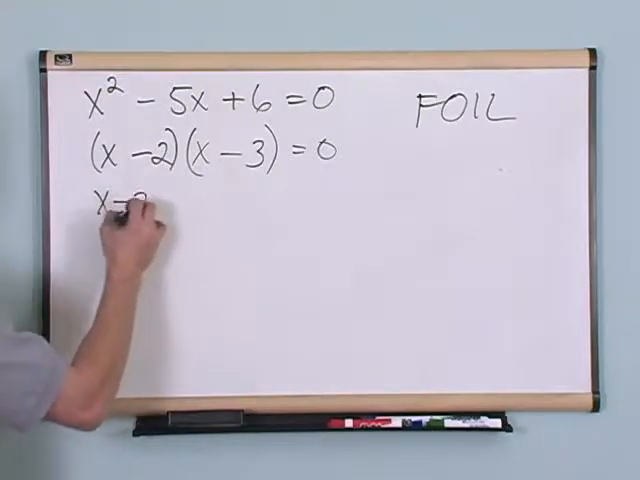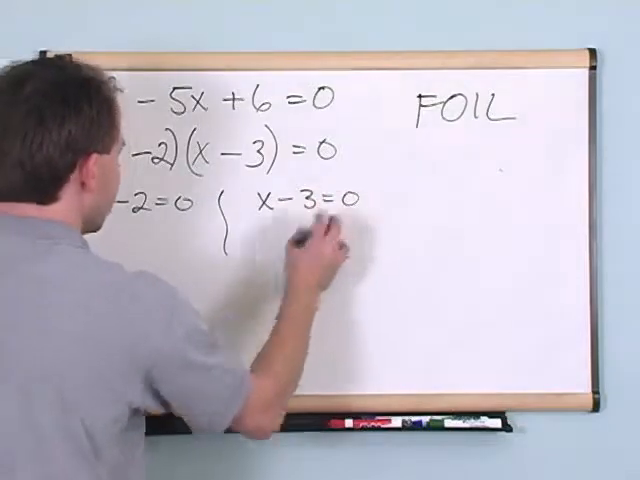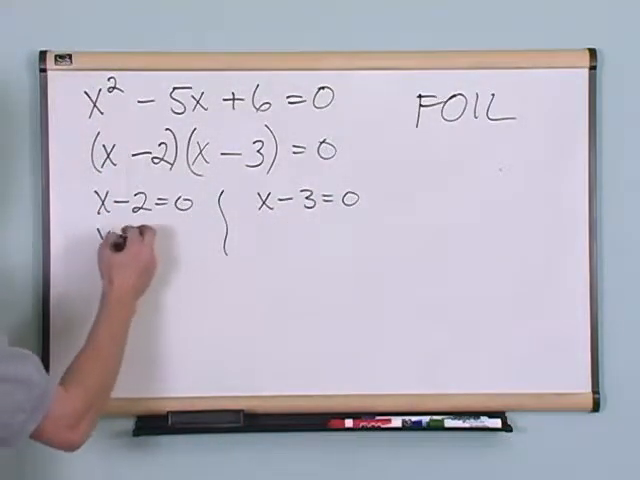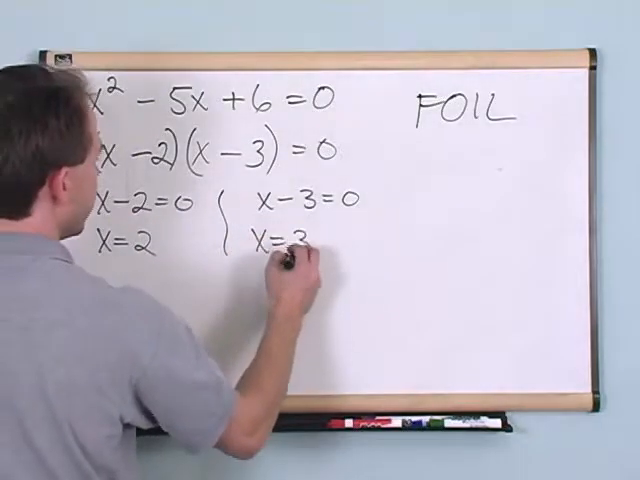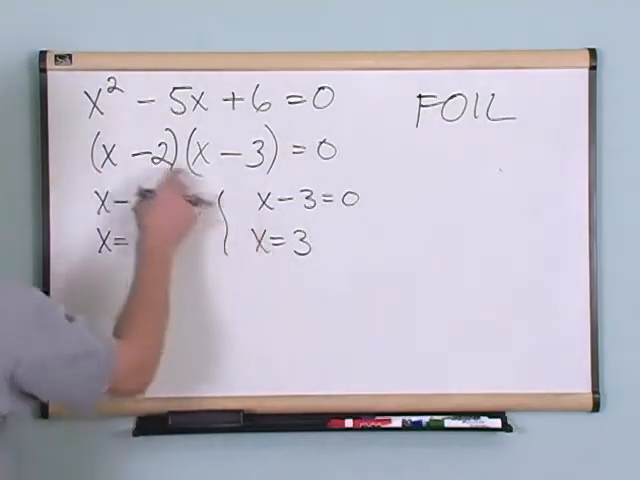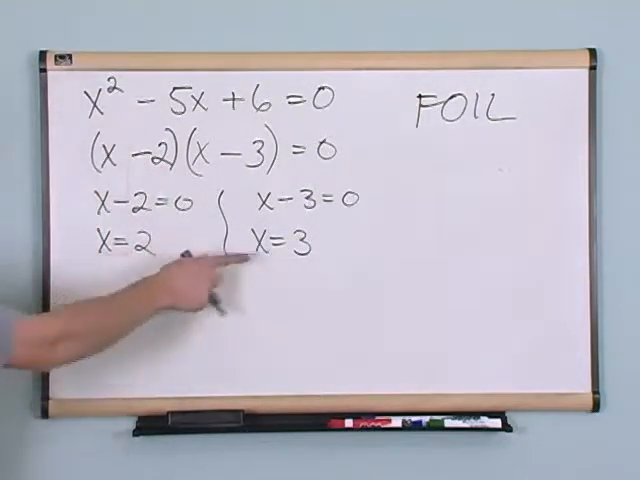So you have x minus 2 equals 0, x minus 3 equals 0. So you write two little mini equations here. Solve for x. x is equal to 2. Move the 2 over by adding it. x is equal to 3. Move the 3 over by adding it. And you are good to go. You have two solutions for an equation with the highest power, which is a square, and that's what you expect, two solutions.